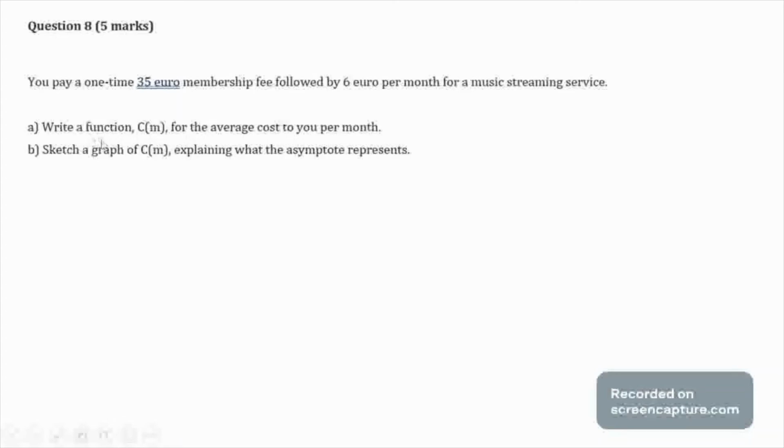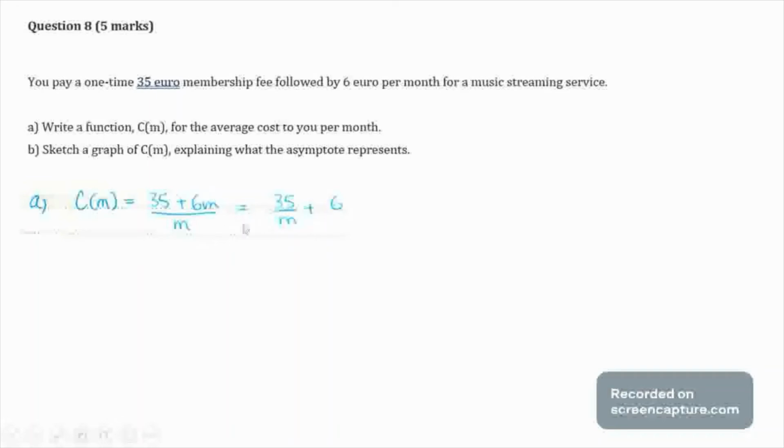All right, so average means what is the total cost divided by how many months, right? So let's try. Here we go. Average cost is your starting fee plus 6 times however many months you do. That's your total cost. And then you divide by m because it's an average. And that can simplify to this. All right, both forms are okay.